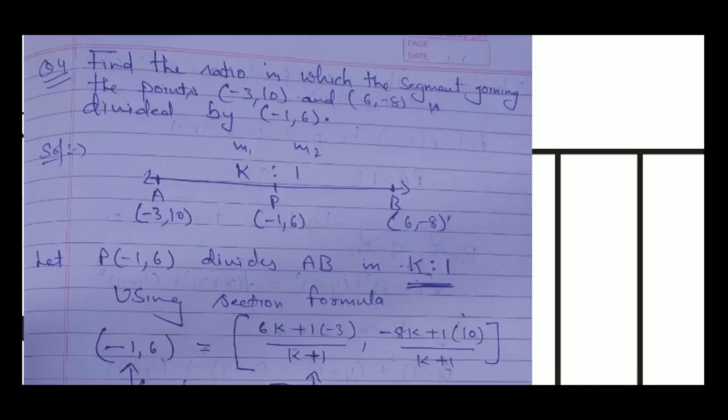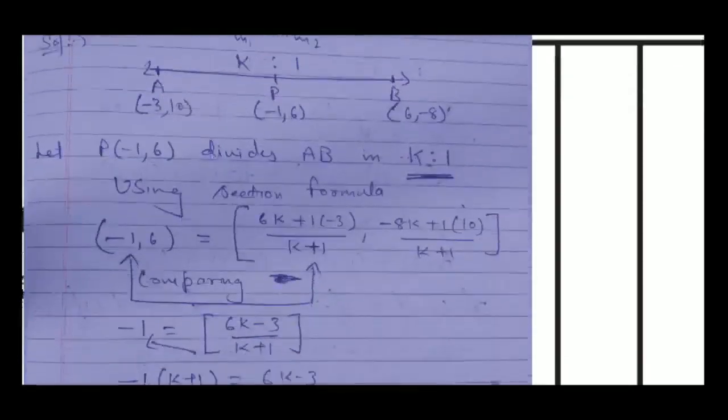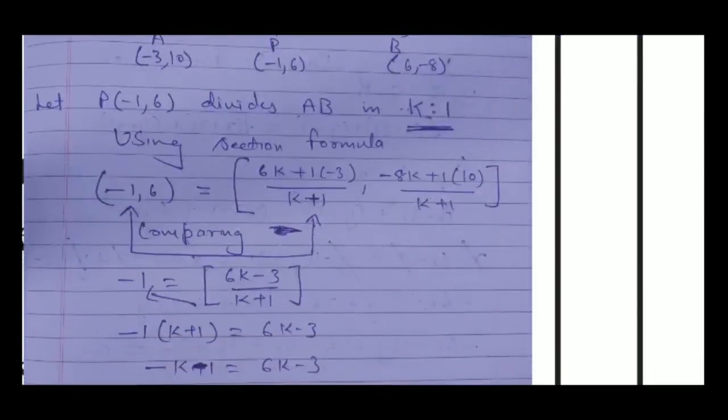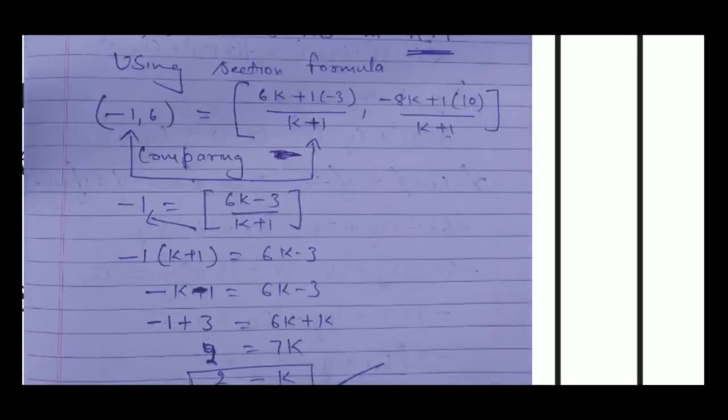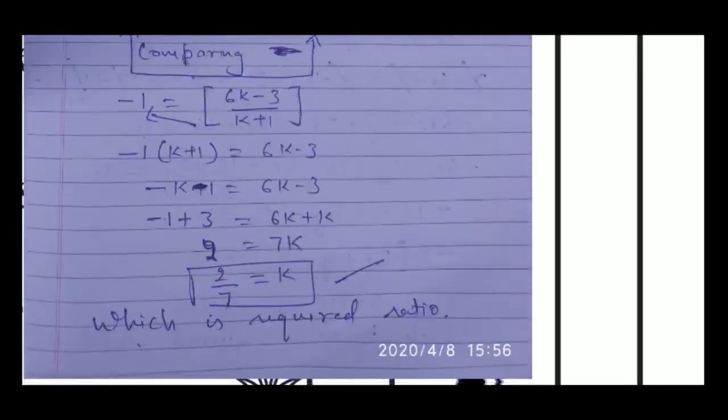We know that by using the section formula, you will write down the coordinates of P. On the left hand side, the value of P is given, and on the right hand side, by using the section formula, you will substitute the coordinates of A and B and the required ratio k:1. After putting the values, you will find the value of k. Comparing the x coordinate on the left and right hand side, -1 equals (6k - 3) upon (k + 1). Do cross multiplication, and after that you will find the value of k is 2/7, and this is the required ratio.